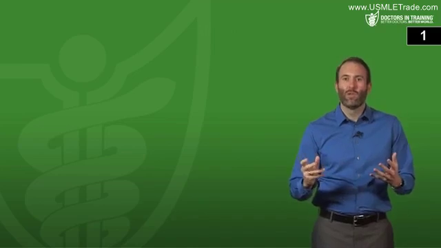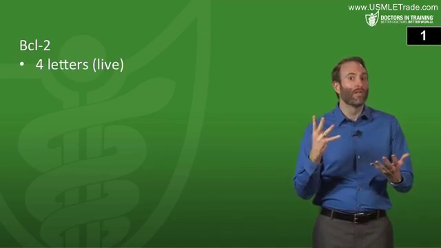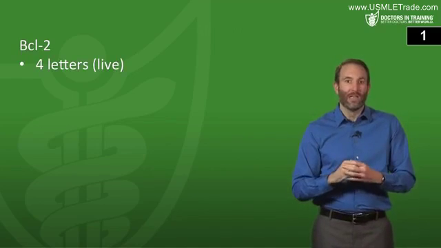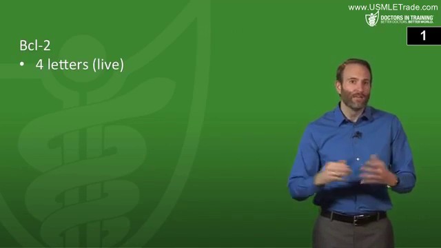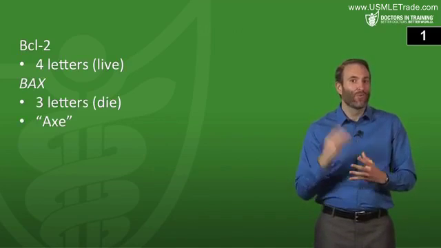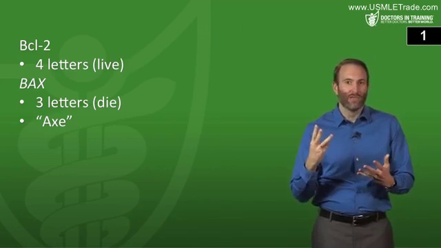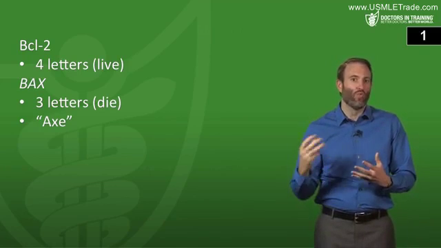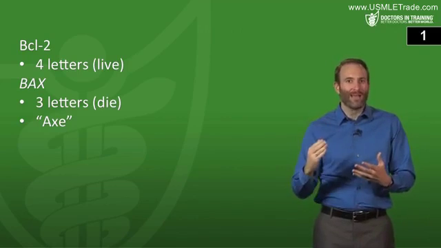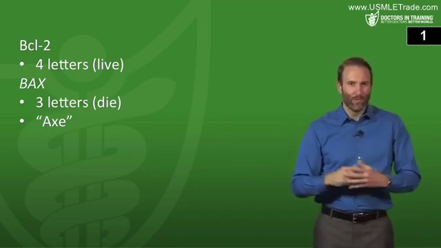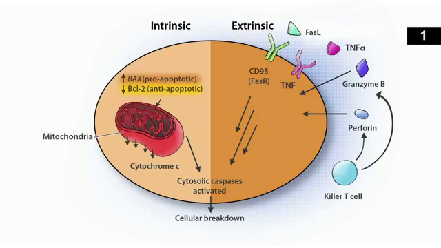Now, one way to remember this is that BCL2 has 4 letters and/or numbers, and LIVE has 4 letters. BAX has 3 letters, and DIE also has 3 letters. BAX also rhymes with axe, so BAX is giving the axe to cells. That's the way I remember it. And again, BAX is letting the contents of the mitochondria out.